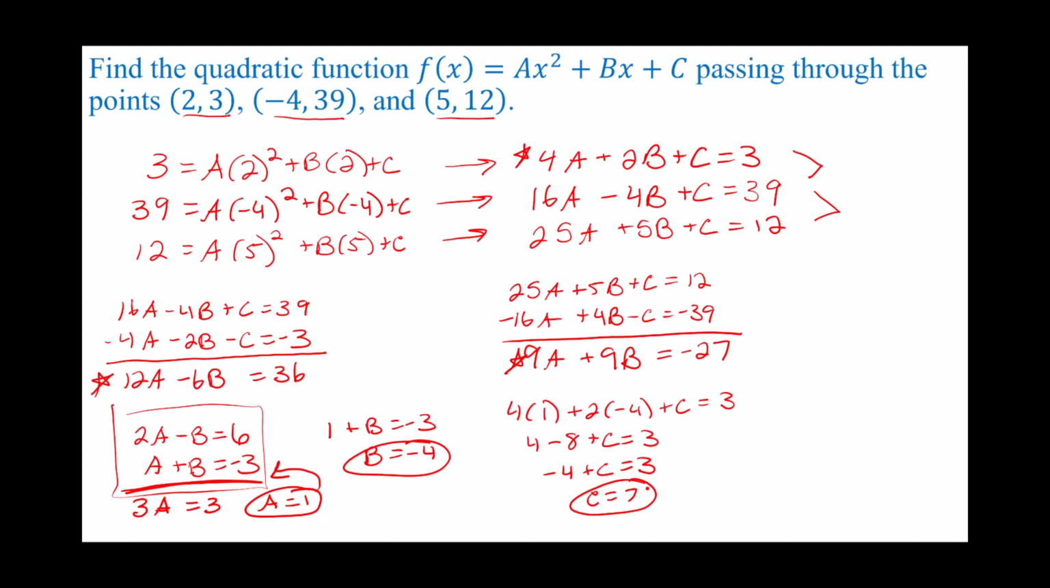Now I need to write my quadratic function. So the quadratic function I'm looking for is f of x equals ax squared, a is 1, so 1x squared plus bx, but b is negative 4, so negative 4x plus c, and c is 7. So this is the quadratic equation we were looking for.